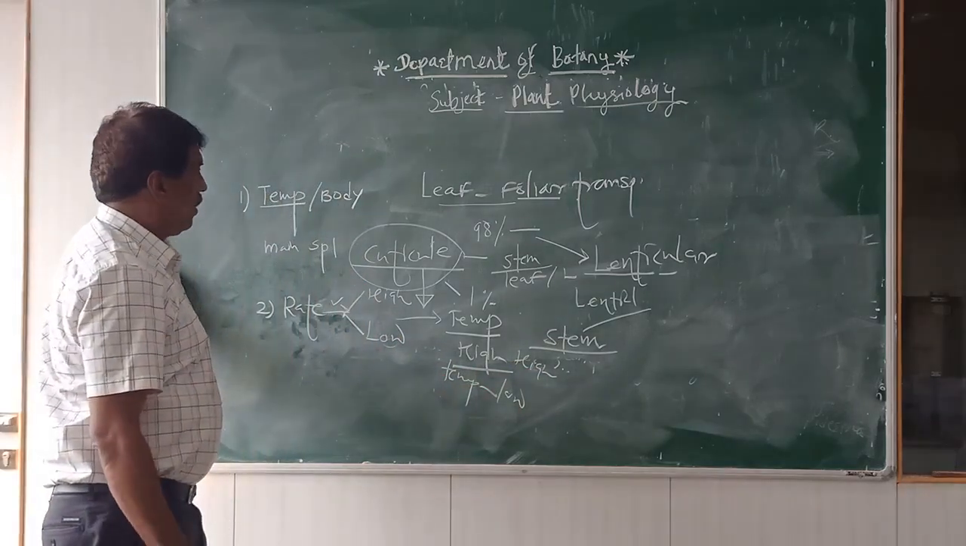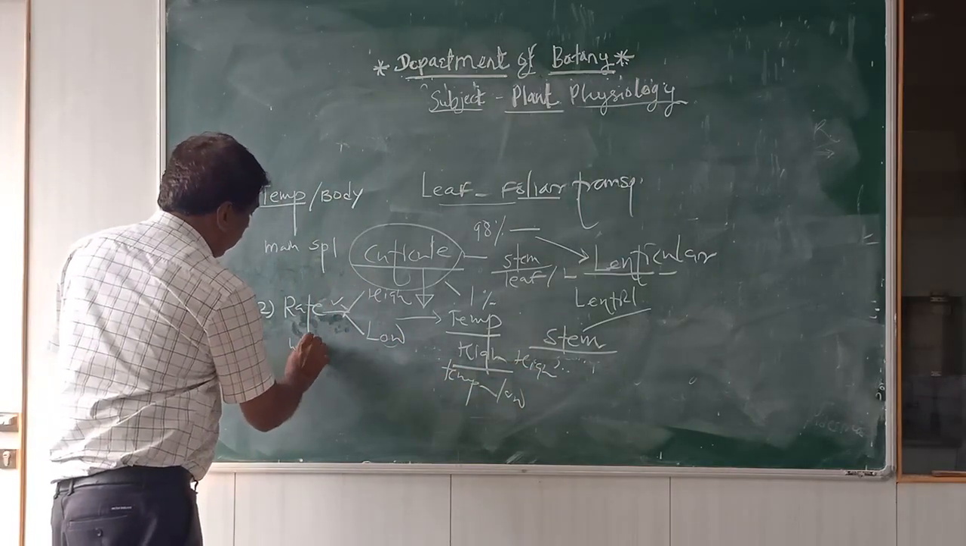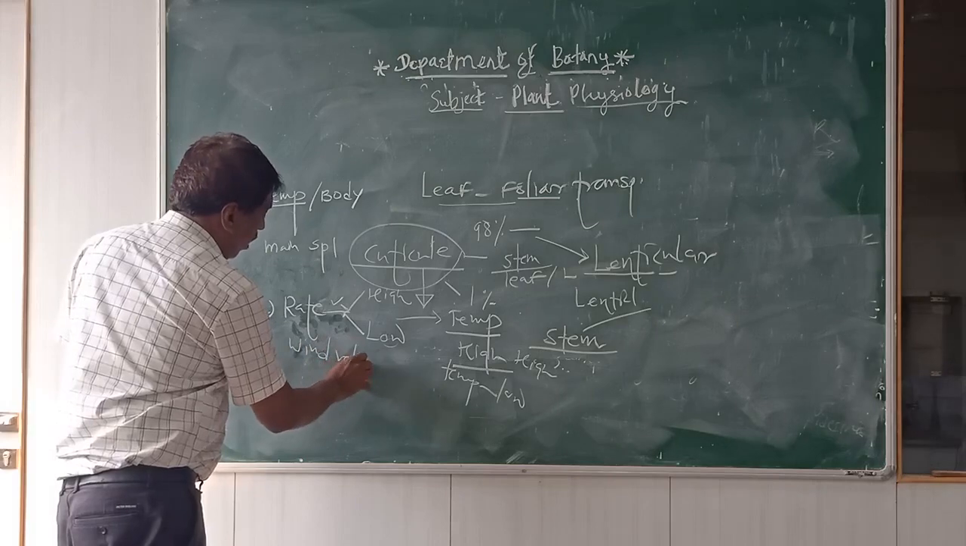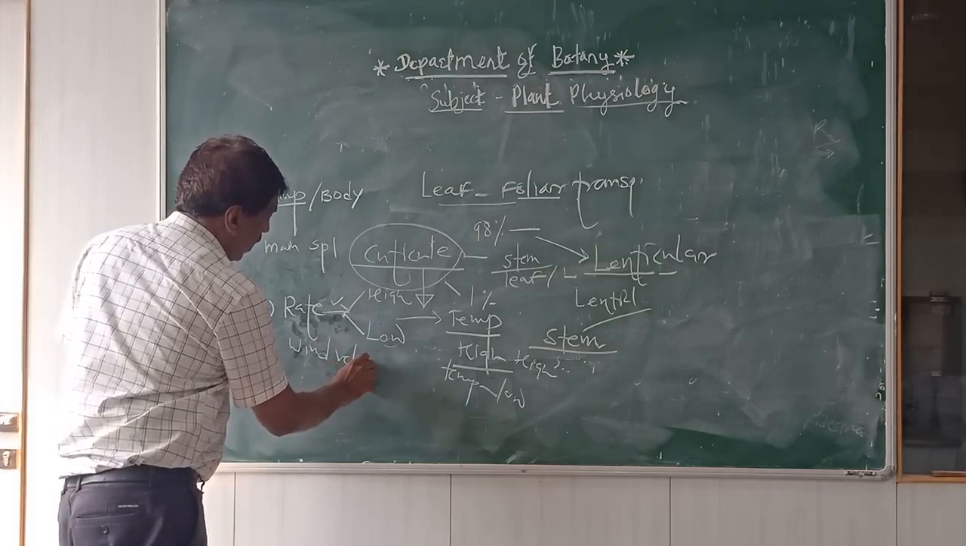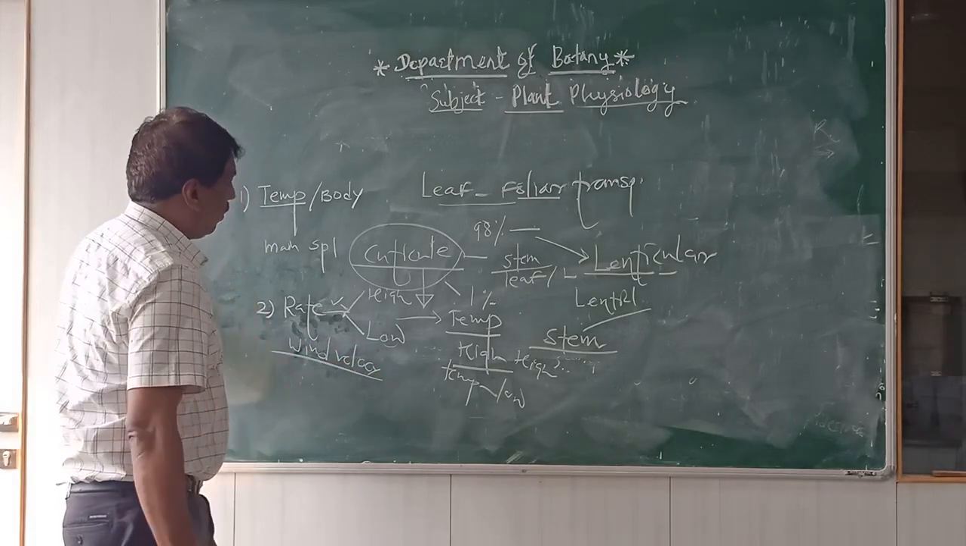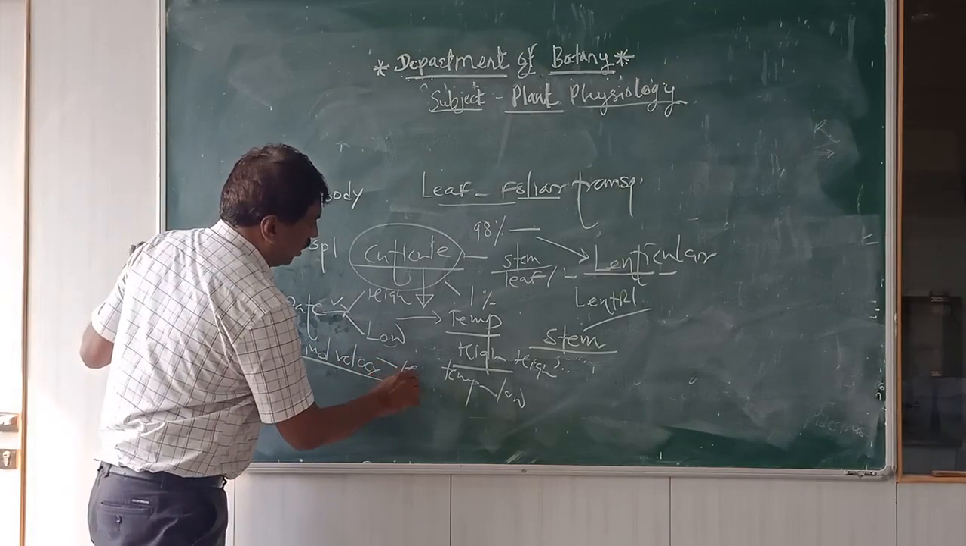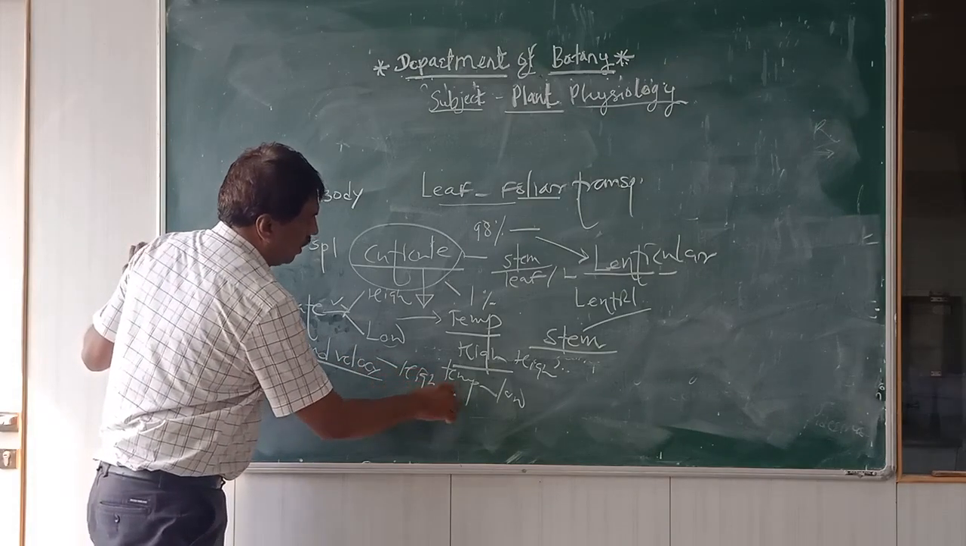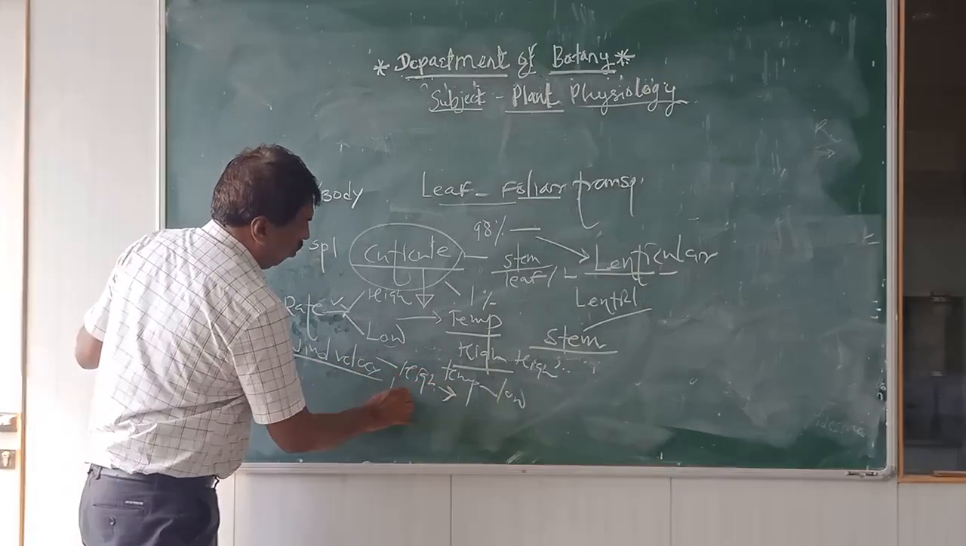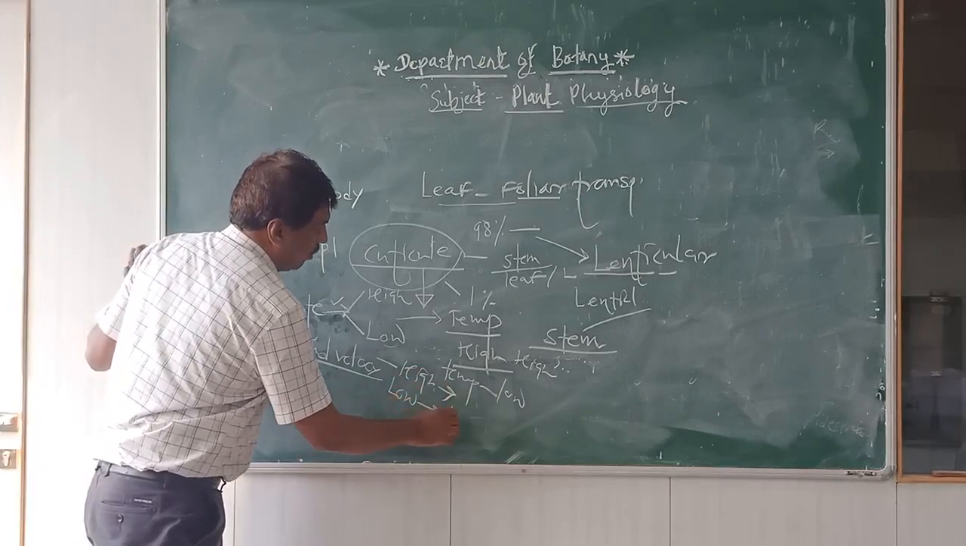The second point is wind velocity. Wind velocity also affects the rate of transpiration. For example, if there is high wind velocity, then the rate of transpiration is high. If there is low wind velocity, the rate of transpiration is low.